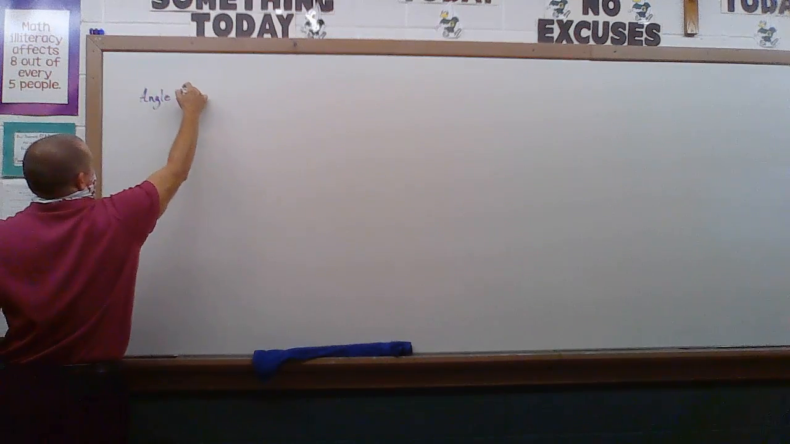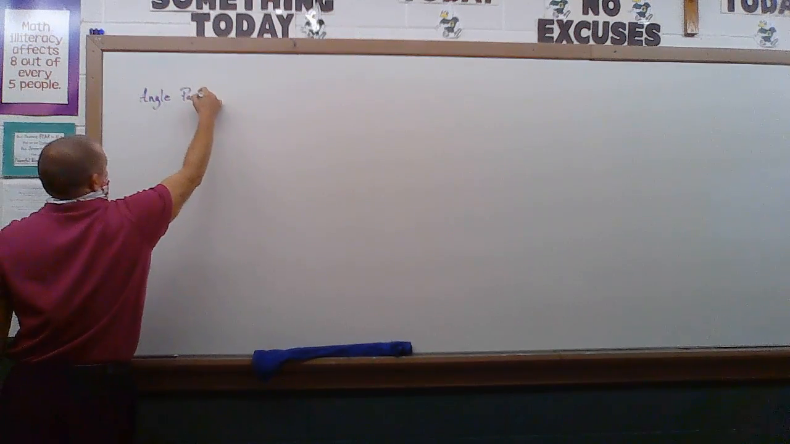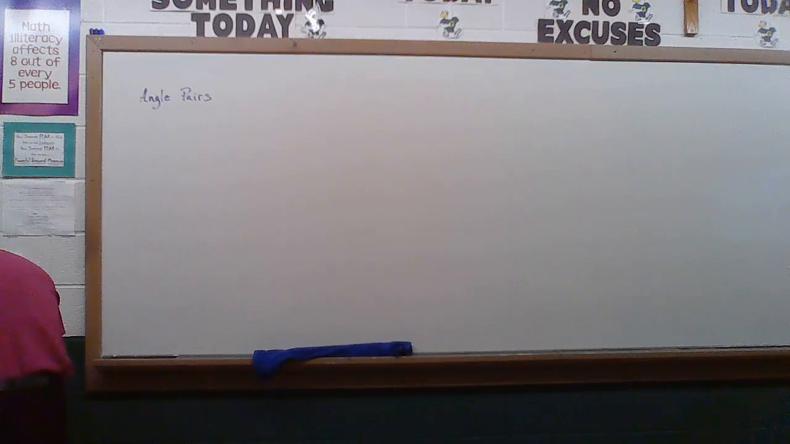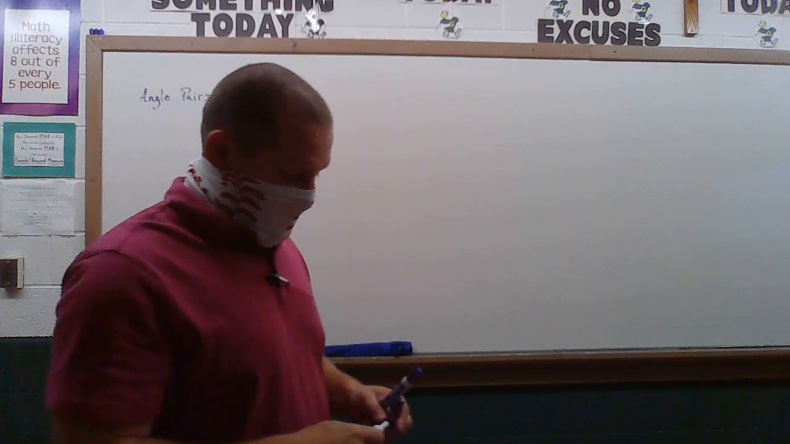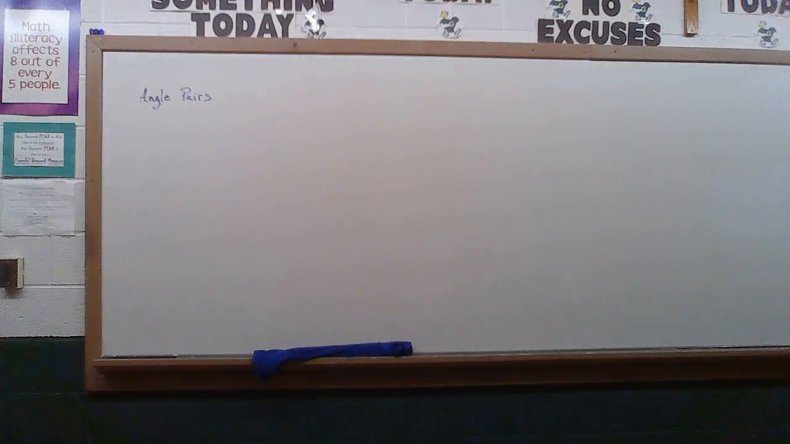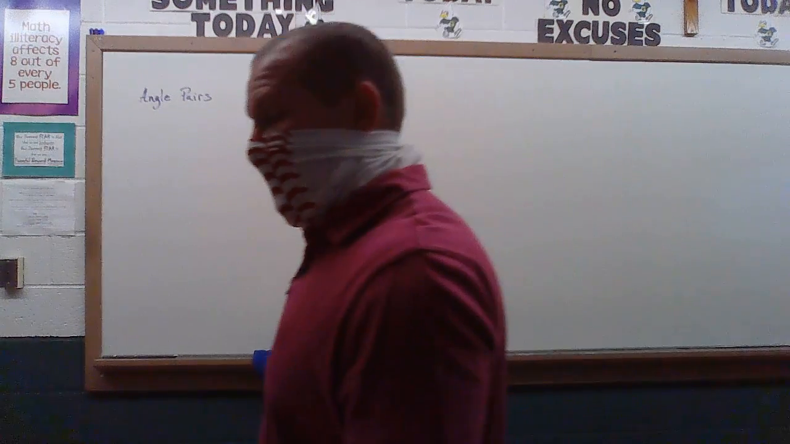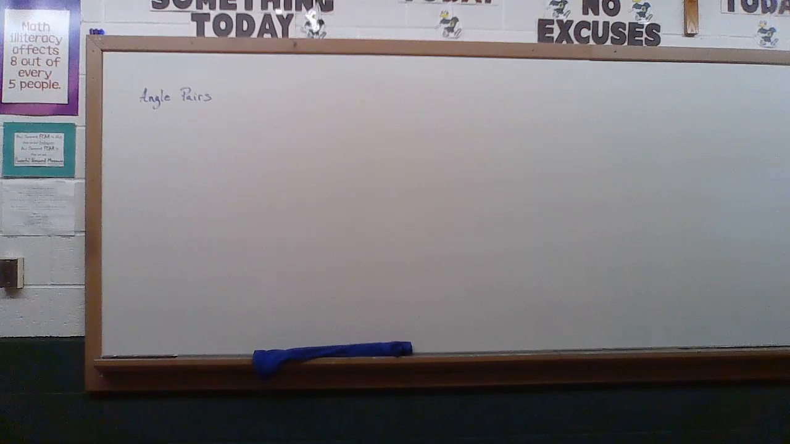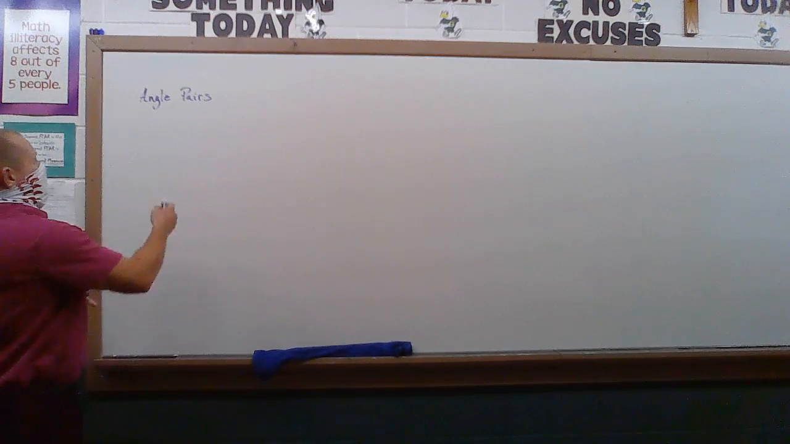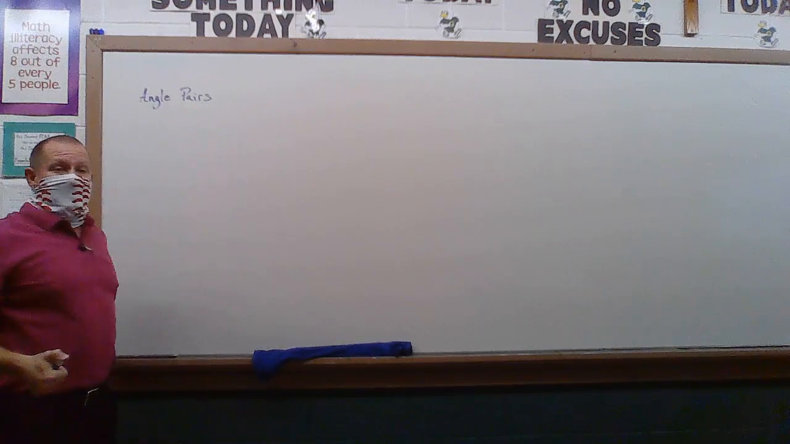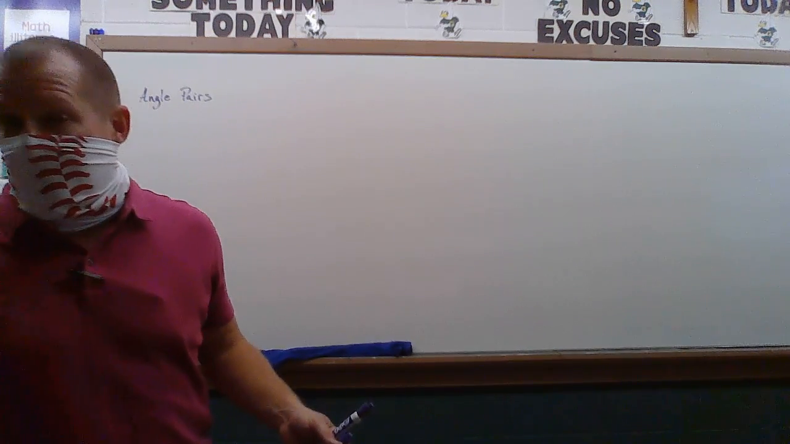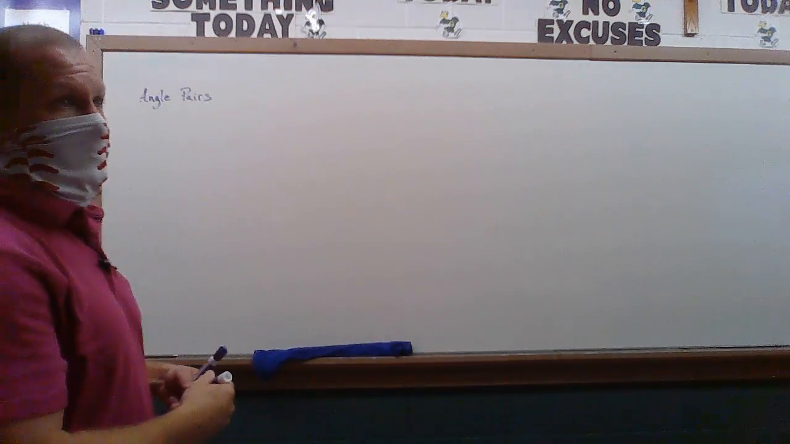This is a really important section. I know it's only the fourth or fifth section of the first chapter, but you'll get a lot of very important vocabulary in this section. Okay. So when we talk about angle pairs, we're talking about two angles usually. There could be more though in a couple of these.